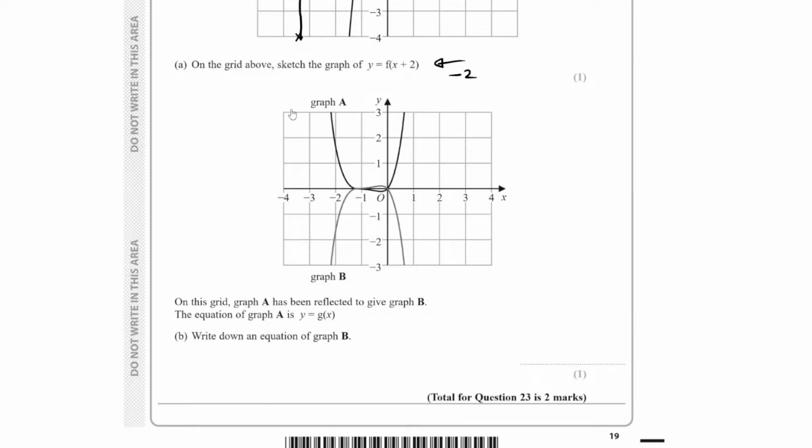We have got a part B, so now we've got obviously a different graph. So we've got graph A, which looks like the black one, and then graph B is kind of like this grey colour.